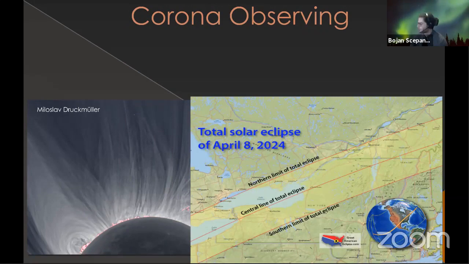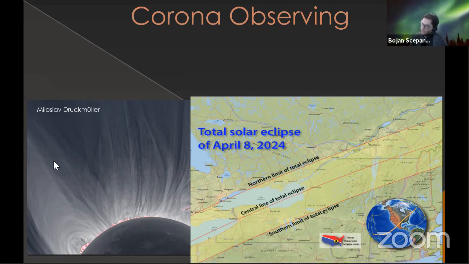I didn't think I would get the word corona into this presentation. However, here it is. So we have corona observing of the sun. What we have here on the left is a drawing of the sun's corona. Now, usually the sun's corona is too faint to see directly because the sun is so bright and it would overpower the view of the corona.